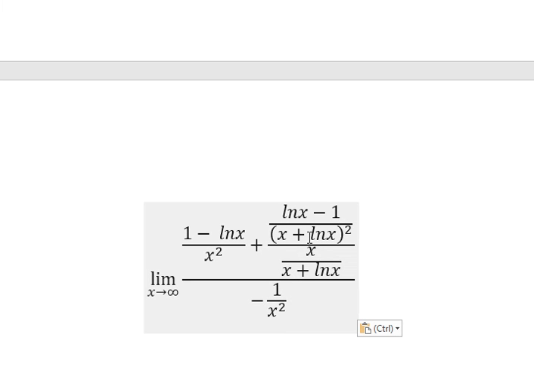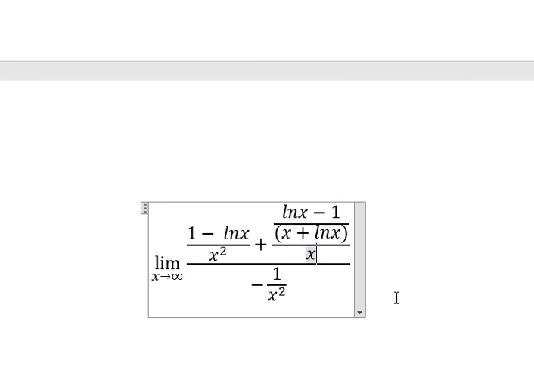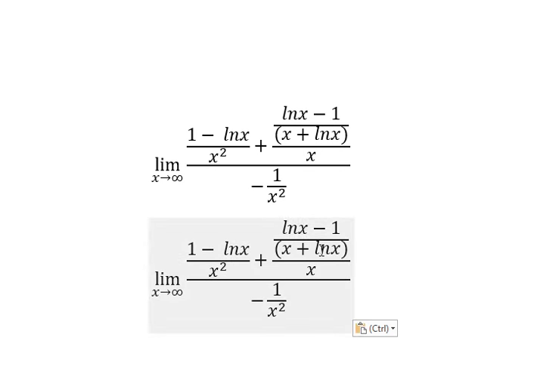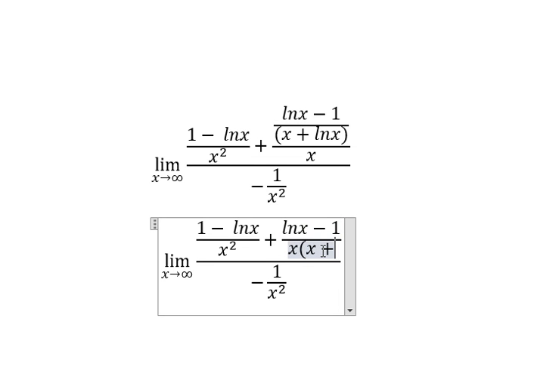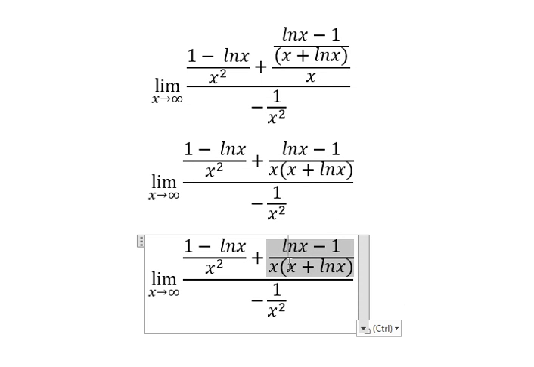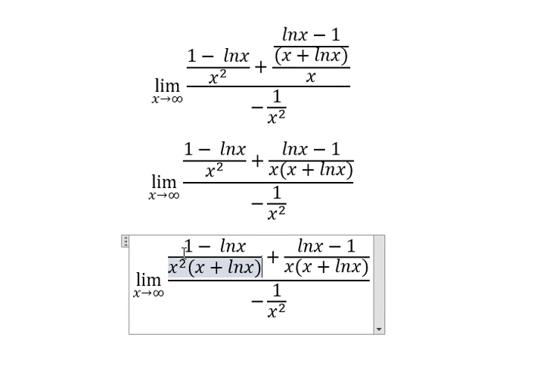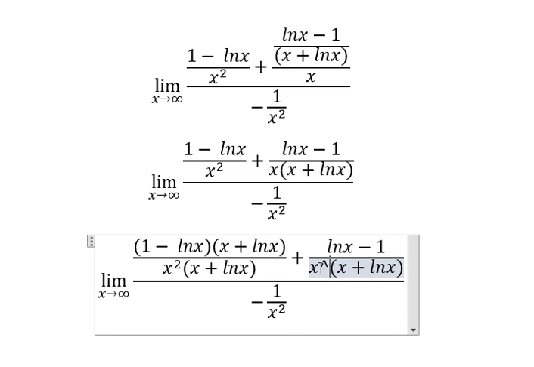Now we need to simplify s plus lnx on numerator and denominator. So this one we can put like this. Next, we can do a common denominator by s squared and s plus lnx. This one it is missing s plus lnx. So this one we multiply by s plus lnx on numerator and denominator. This one we need to multiply by s.